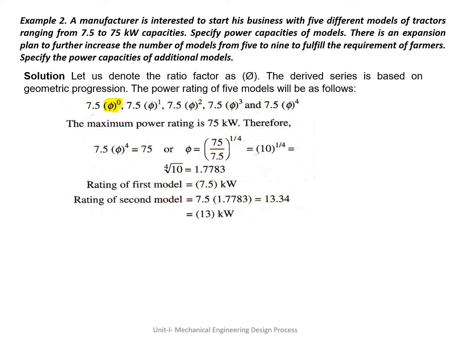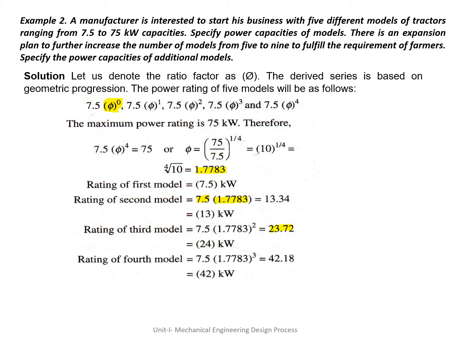The second model: as we did in the previous numerical, the first number multiplied by the series factor 1.77 gives 13.34, or you can say 13 kilowatts. Second, same thing, 7.5 into the square gives 23.72, that is 24 kilowatts. The fourth one is 42 kilowatts. In the same way the last model is directly 75 kilowatts. So these are the 5 models.